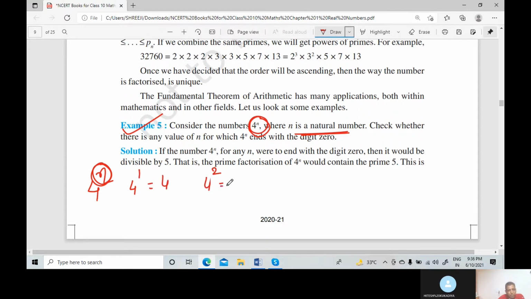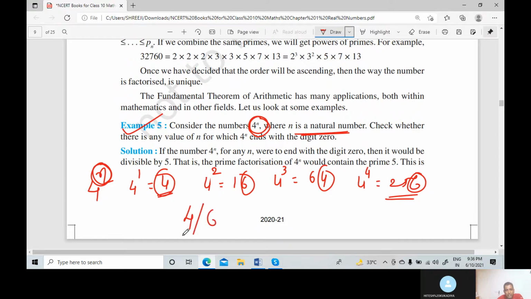Suppose we take n equal to 2, so 4 squared equals 16. We take n equal to 3, 4 cubed is 64. We take n equal to 4, so 4 raised to 4, answer 256. Now observe all the answers. Here the unit digit is 4, here the unit digit is 6, here 4, again here 6. Remember your 5th standard's 4th key: whenever you increase the power of 4, raised to 1, 2, 3, 4, 5, anything, the unit digit is always 4, otherwise 6. So here it can never end with the digit 0.